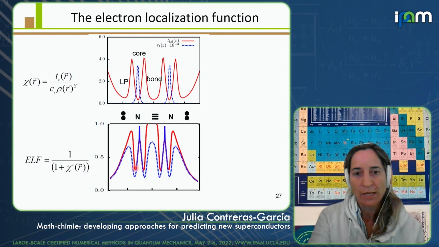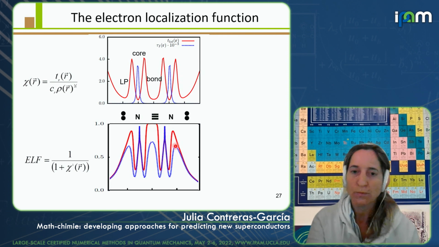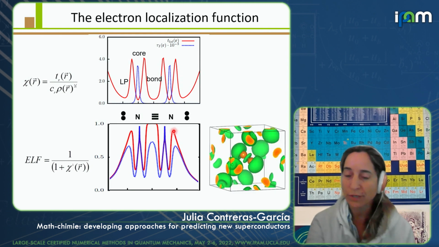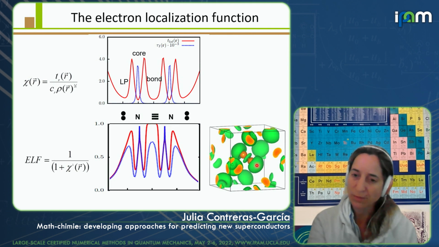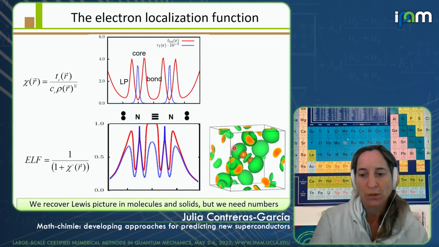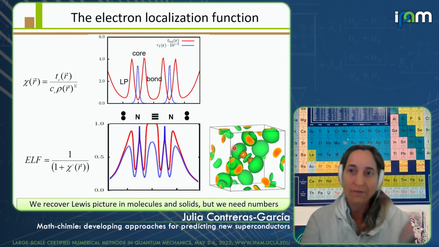So here we have the red curve, which will be our new function, which will have a maximum every time we have a Lewis pair. And if we plot it in 3D, we obtain something like this. So we have here the nitrogen molecule, and we have the nitrogen-nitrogen bond and the nitrogen lone pair. So up to here, we have this function.